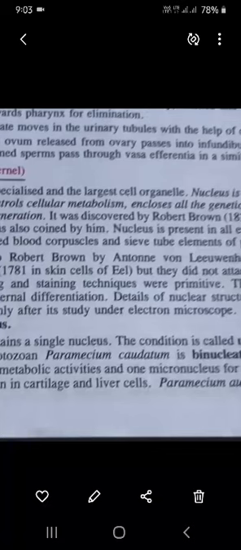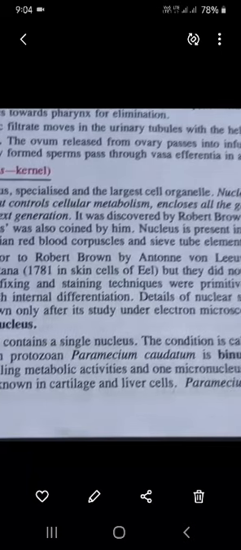Details of nuclear structure, like that of other cell organelles, came to be known only after the study with the electron microscope. Nucleus of an undividing cell is often called interphase nucleus. Now number. A cell usually contains a single nucleus. The condition is called uninucleate, mononucleate, or monokaryotic.